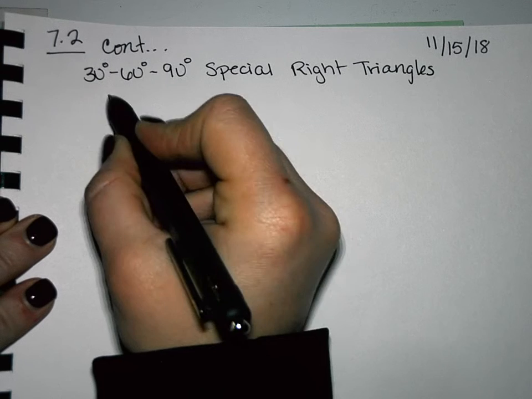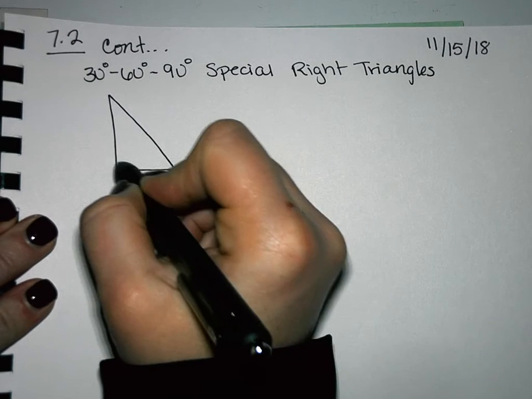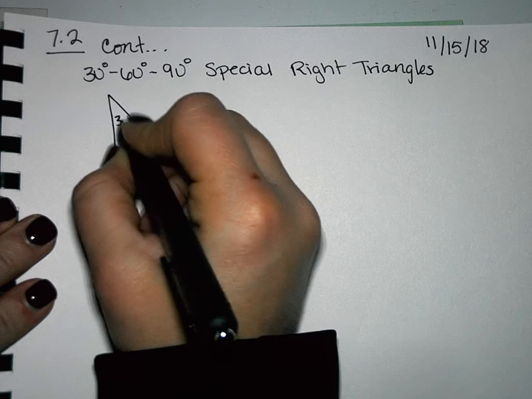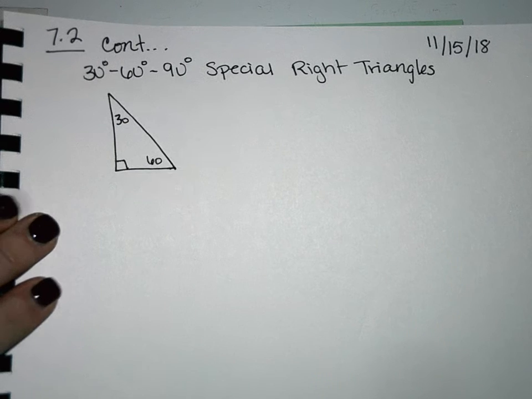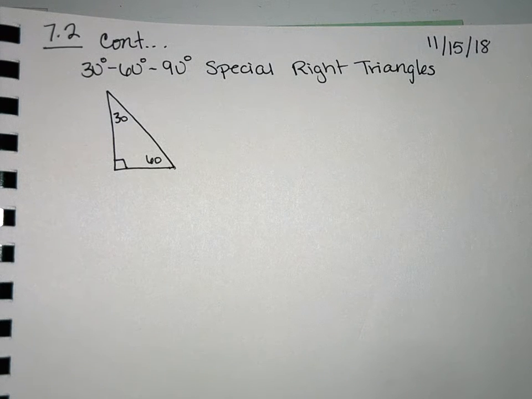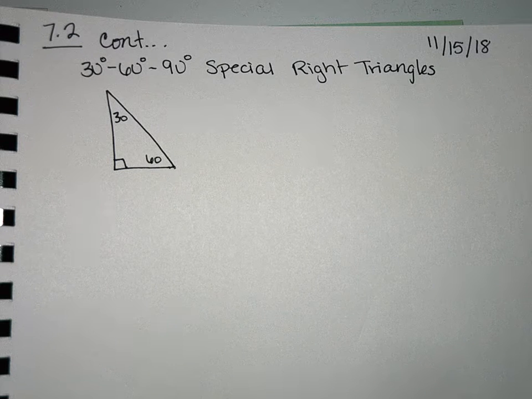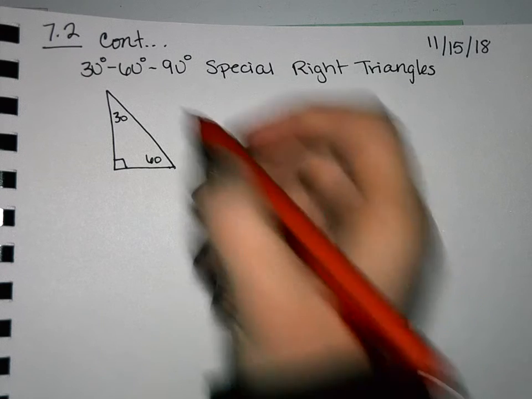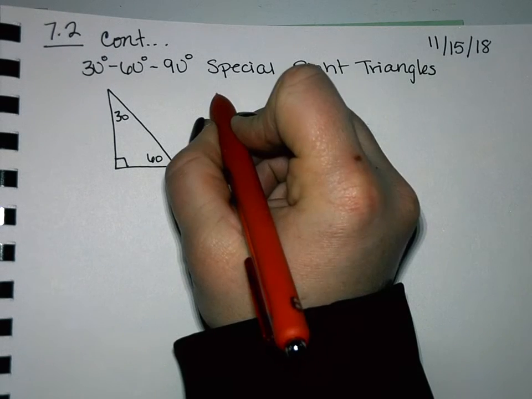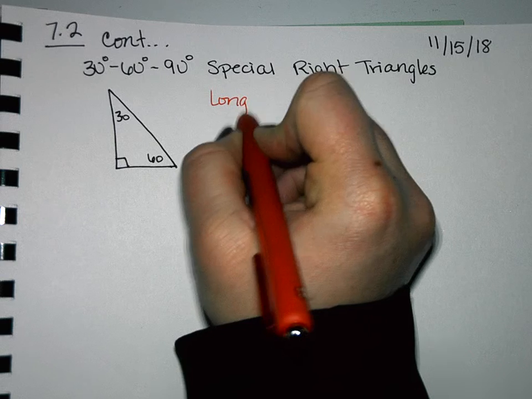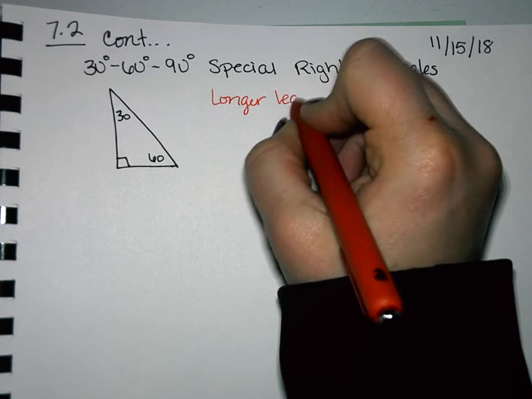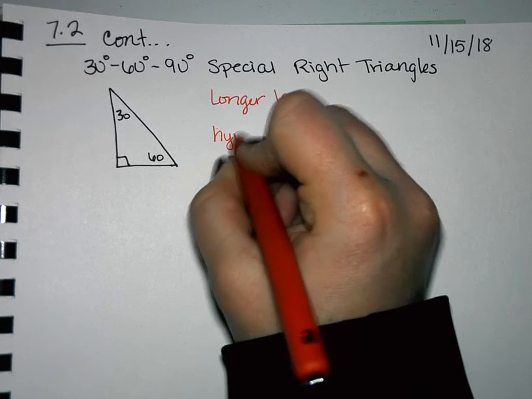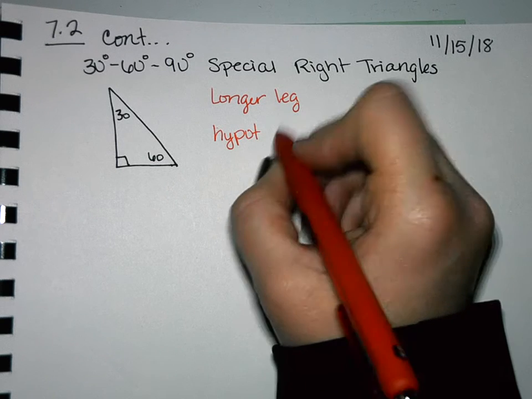So just like the 45, 45, 90, this only works when you have a triangle that measures 30, 60, 90. And it also has a special layout of side ratios or side lengths. Everything is going to be in reference to the shortest leg. So how can we tell which one is the shortest leg?